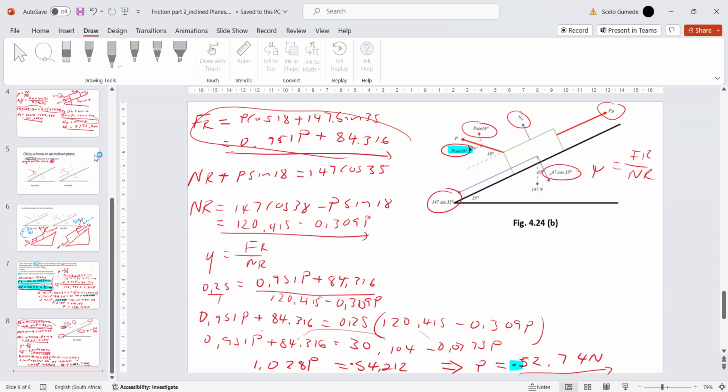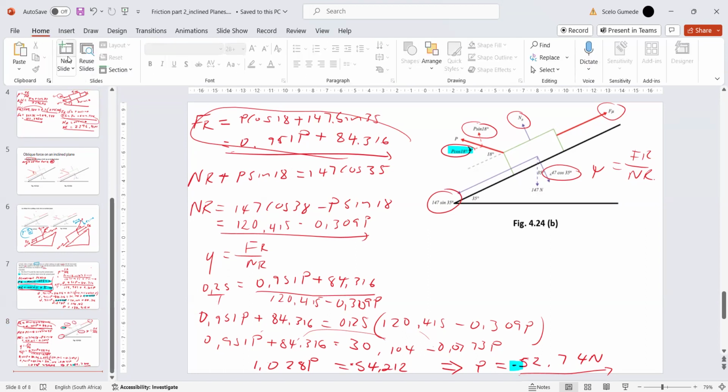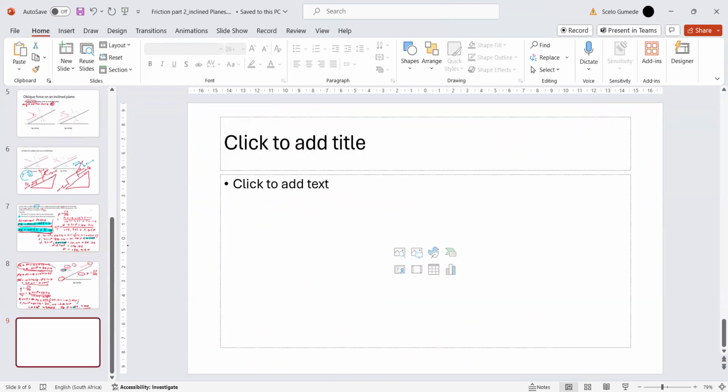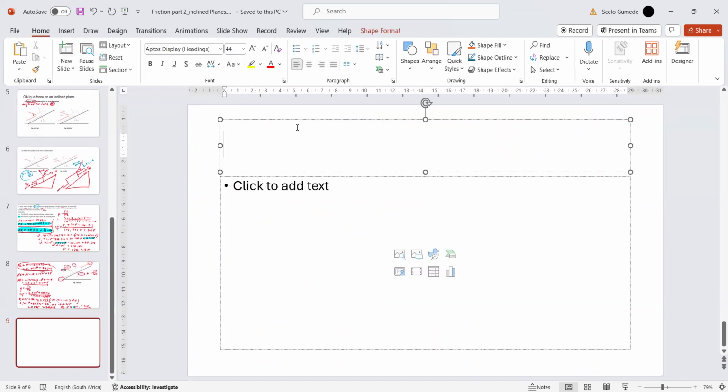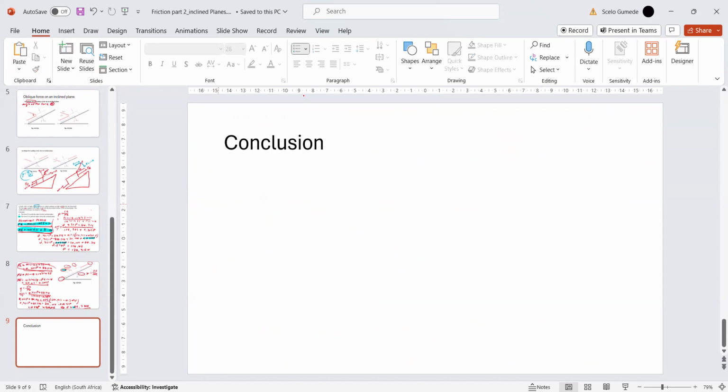So this is it, guys. I hope that you've understood the concepts. But what is important in conclusion, as I write there, this is what I want you to know. I want you to know horizontal and incline.